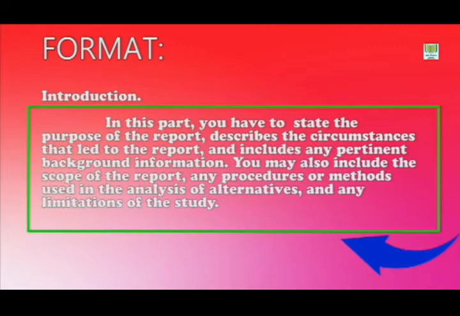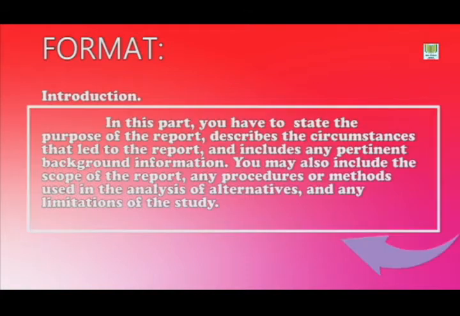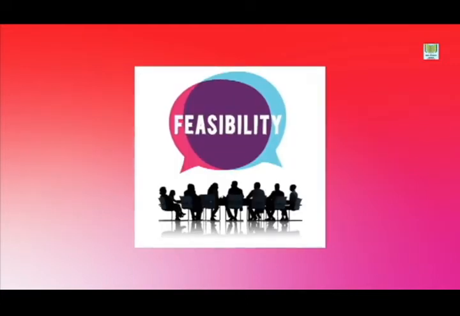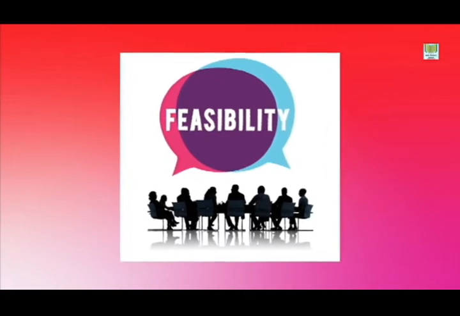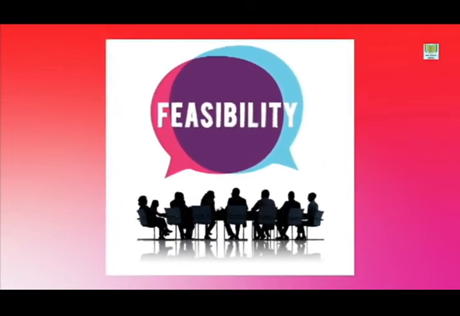Introduction. In this part, you have to state the purpose of the report, describe the circumstances that led to the report, and include any pertinent background information. You may also include the scope of the report, any procedural methods used in the analysis of alternatives, and any limitations of the study.